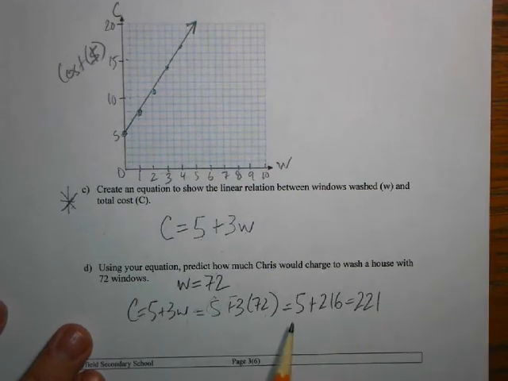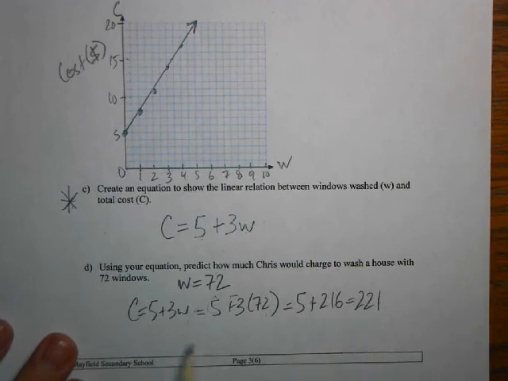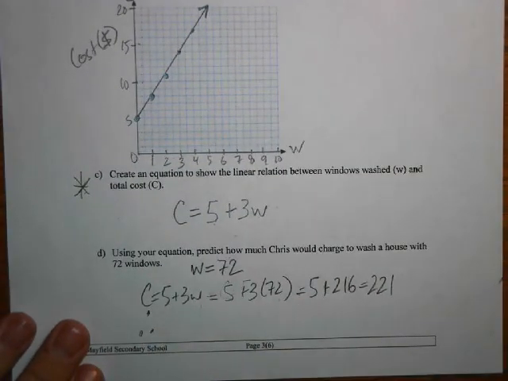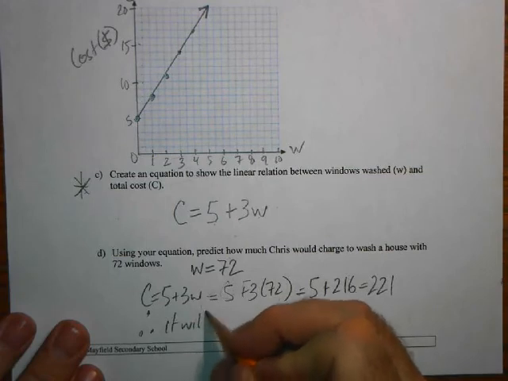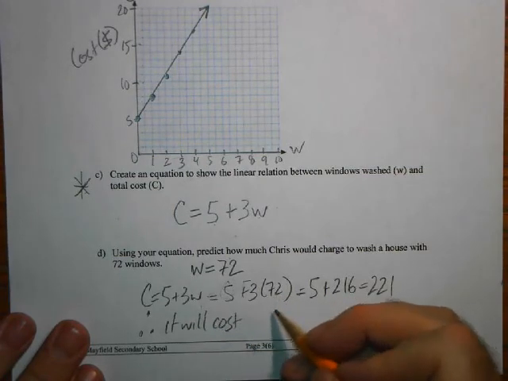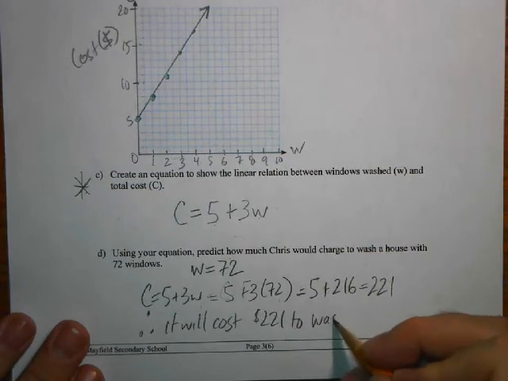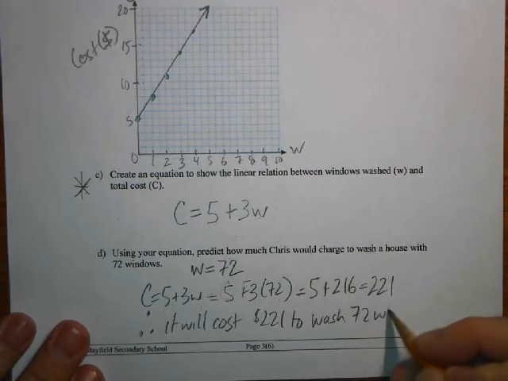So that's very quick, right? That's why the equation is so powerful. And this is not a guess or an estimate. This is the exact number. Whereas sometimes you look at a graph and you're trying to make a little bit of a guess. So we're going to answer this with words. We're going to say, therefore, it will cost $221 to wash 72 windows.